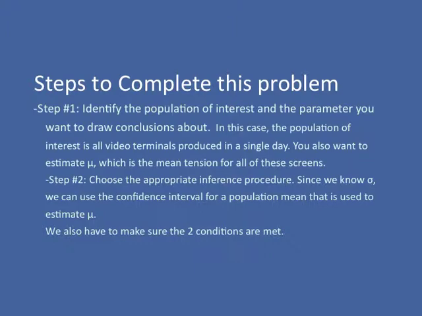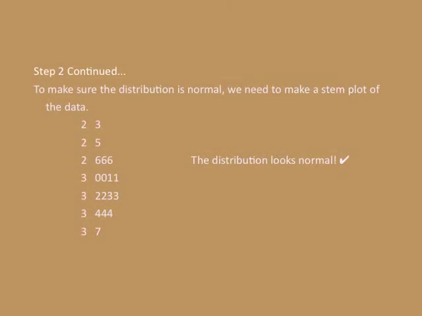Step number 1. Identify the population of interest and the parameter you want to draw a conclusion about. In this case, the population of interest is all video terminals produced in a single day. You also want to estimate mu, which is the mean tension for all of these screens. Step number 2. Choose the appropriate inference procedure. Since we know the standard deviation, we can use the confidence interval for a population mean that is used to estimate mu. We also have to make sure the two conditions are met.